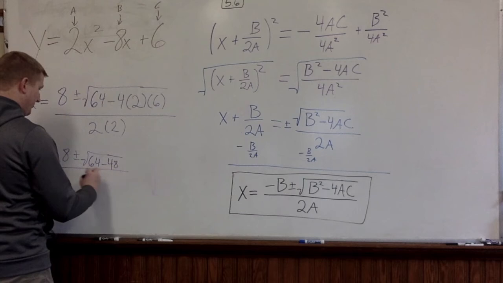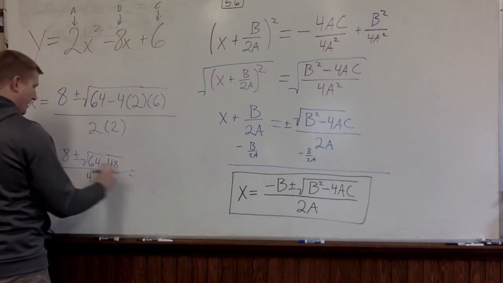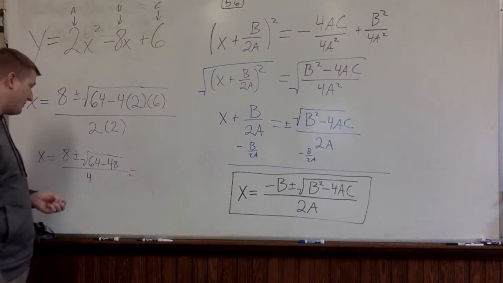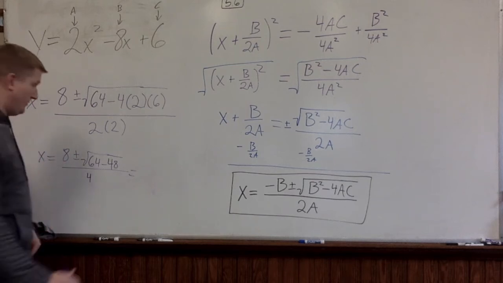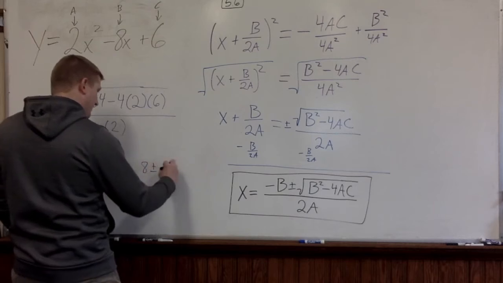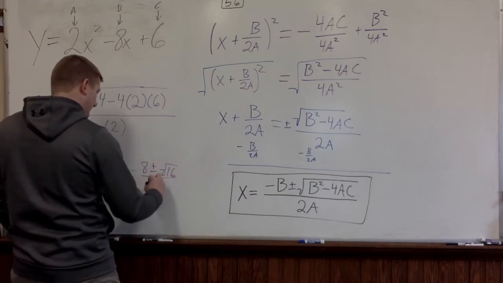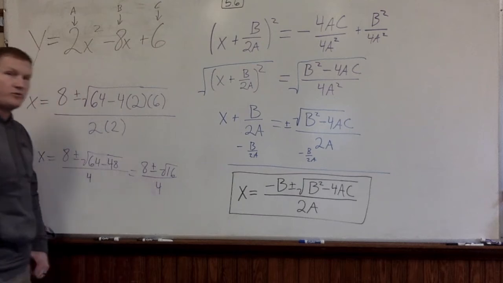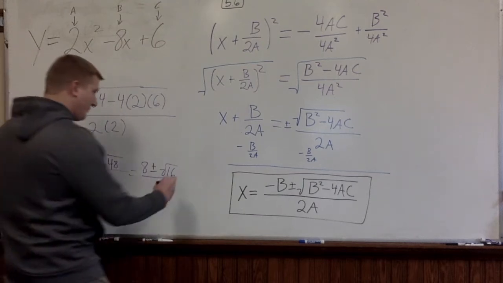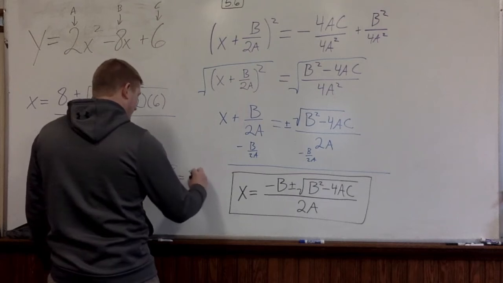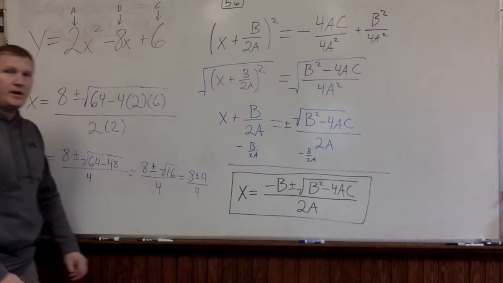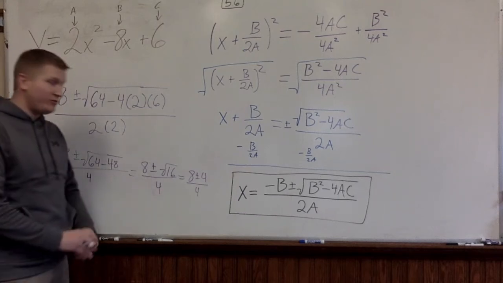All over 2 times 2, which is 4. Now 64 minus 48, should have done this ahead of time to make sure I got my numbers. This is going to be 16, right? Plus or minus the square root of 16, and la-ti-da, that is a perfect square. So the square root of 16 is going to be 4, so we get 8 plus or minus 4 divided by 4. And we can see that that is going to give us two solutions.